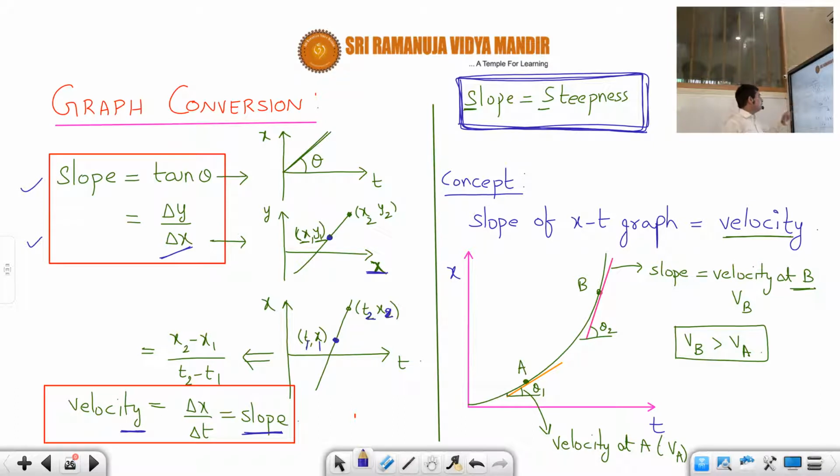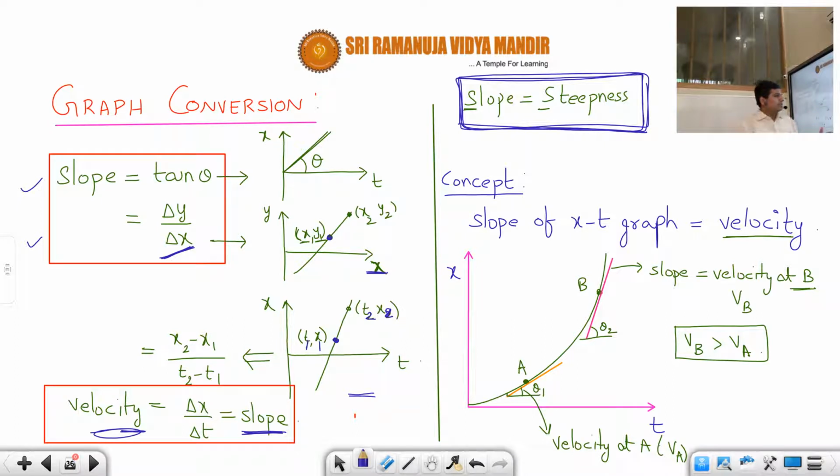Now if you take the second formula for slope, delta y by delta x, and apply it to an xt graph, suppose we have one line with 2 points: one is t1, x1 and another is t2, x2. Similar to delta y by delta x, that is x2 minus x1 by t2 minus t1, which is delta x by delta t. This is called slope from a mathematics point of view, and from a physics point of view it is called velocity. In calculus we studied that average velocity is defined as delta x by delta t. So the concept here is that the slope of an xt graph gives us velocity.